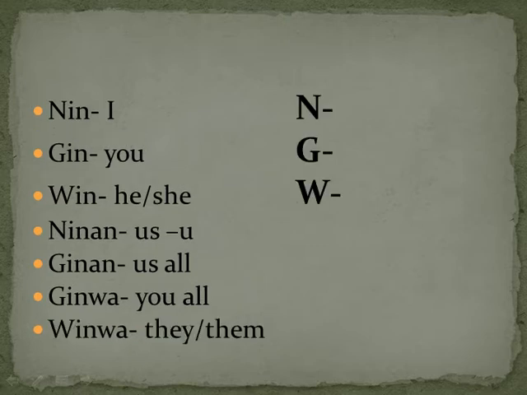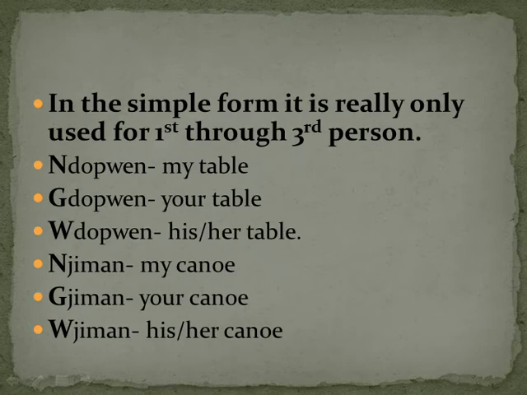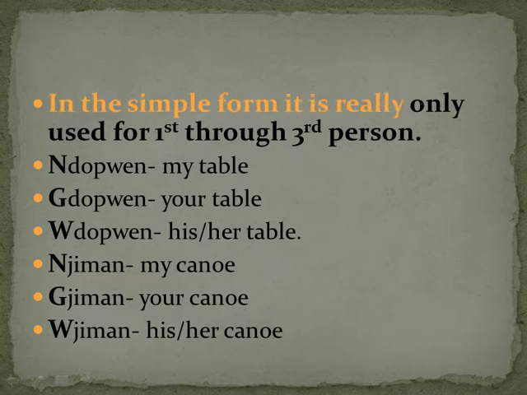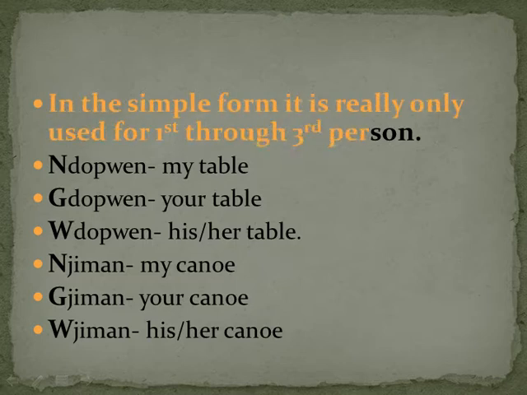Now, it changes when you attach it to a verb. It becomes like na, just like the n in namaji, I leave, gamaji, you leave, etc. So it's the same thing when you're talking about these possession things. So the n on the front, go to the next slide, indicates mine. The g on the front indicates yours. So in the simple form, it's really just used for the first through third person.